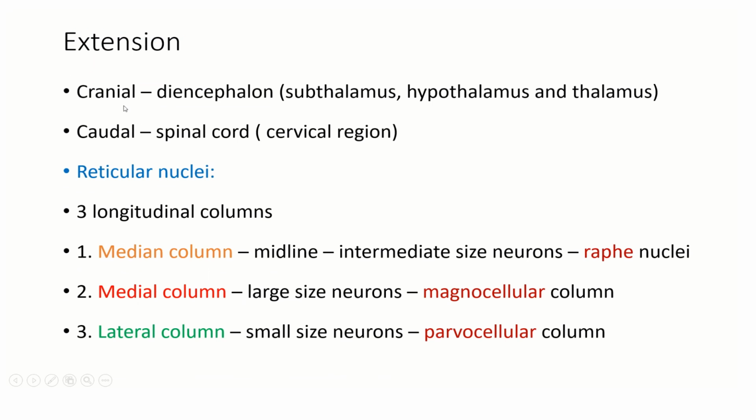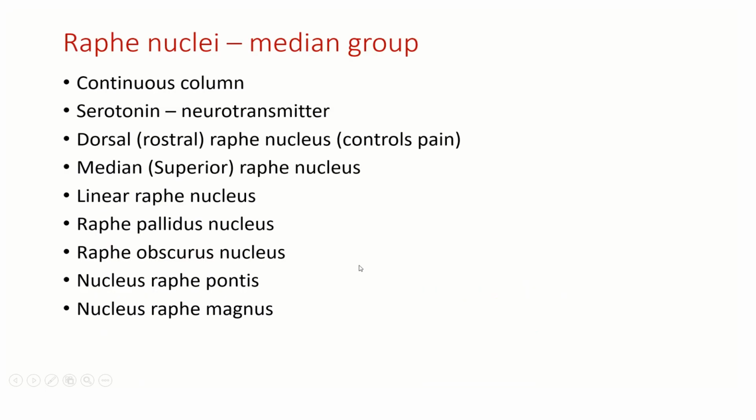Extension. Cranially it extends up to the diencephalon, subthalamus, hypothalamus and thalamus. Caudally it extends up to the spinal cord in the cervical region. Reticular nuclei are arranged in three longitudinal columns. Number one, the median column, which lies in the midline. Intermediate size neurons are present. The nuclei in this column are called raphe nuclei. Then the medial column has large size neurons, also called the magnocellular column. The lateral column has small size neurons, also called the parvocellular column.